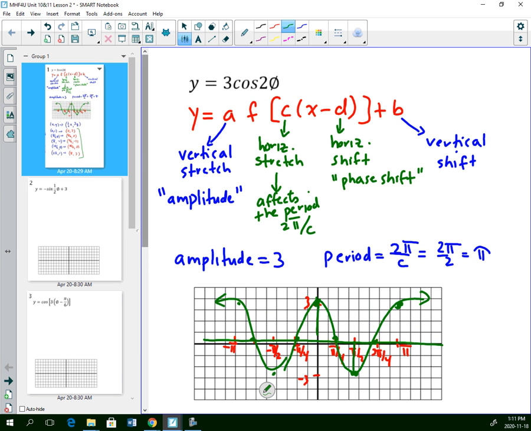So these types of questions, you're going to be asked to state the properties. So amplitude, period, phase shift.